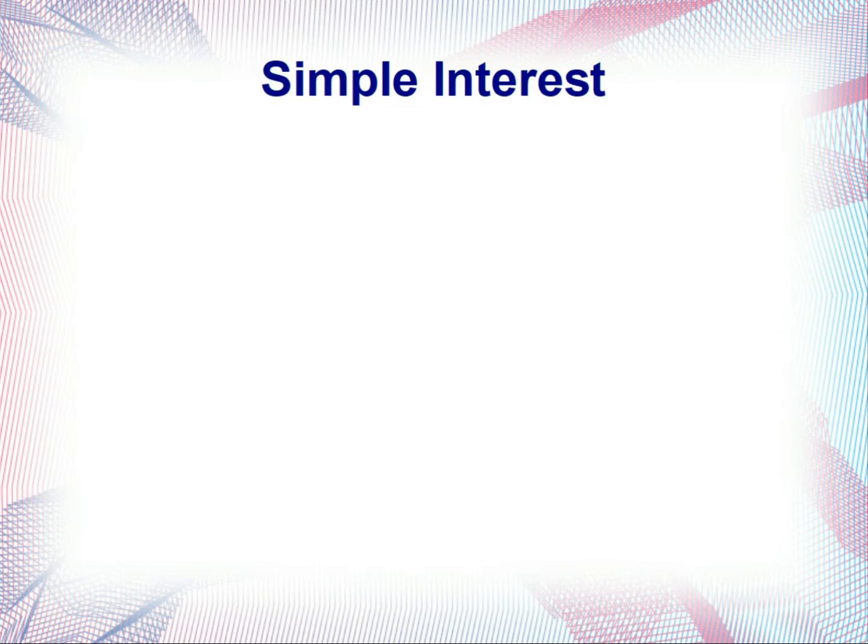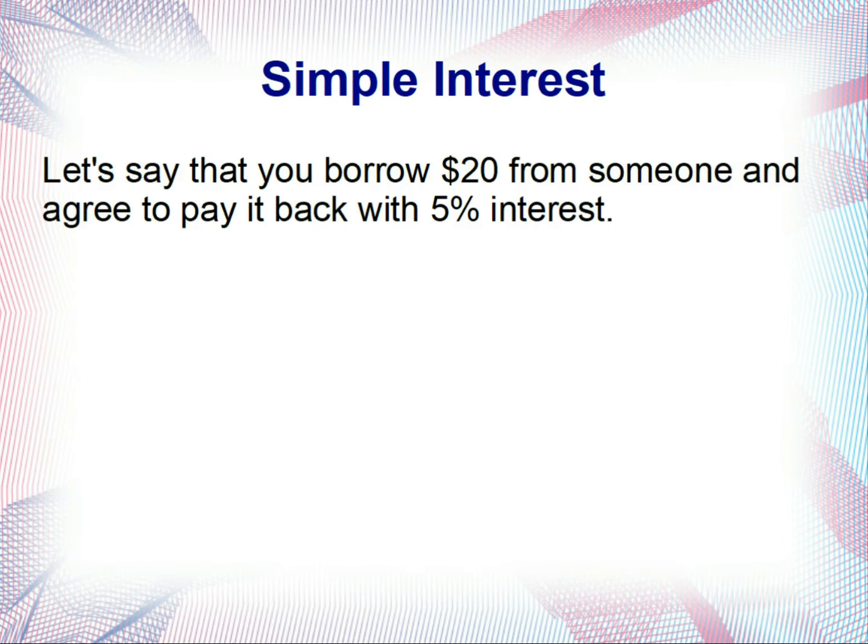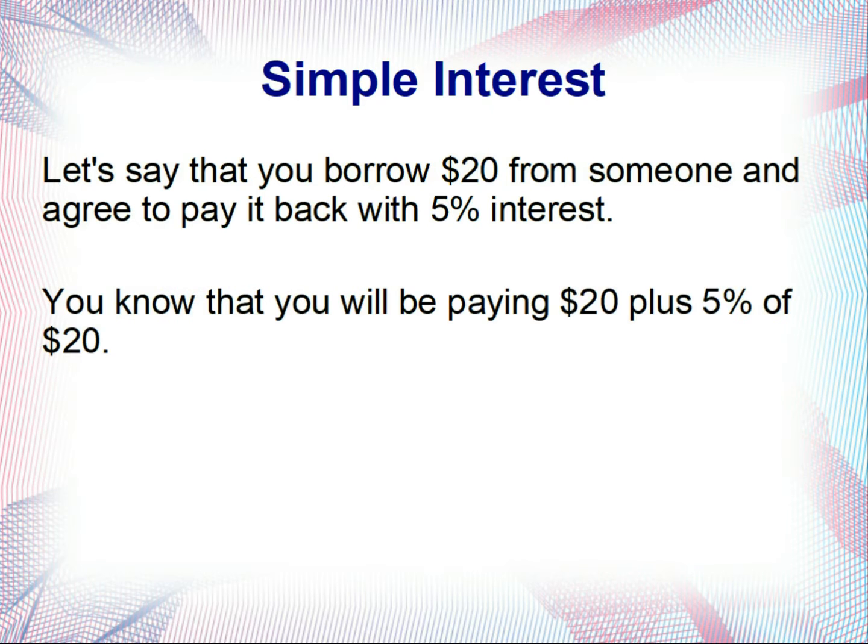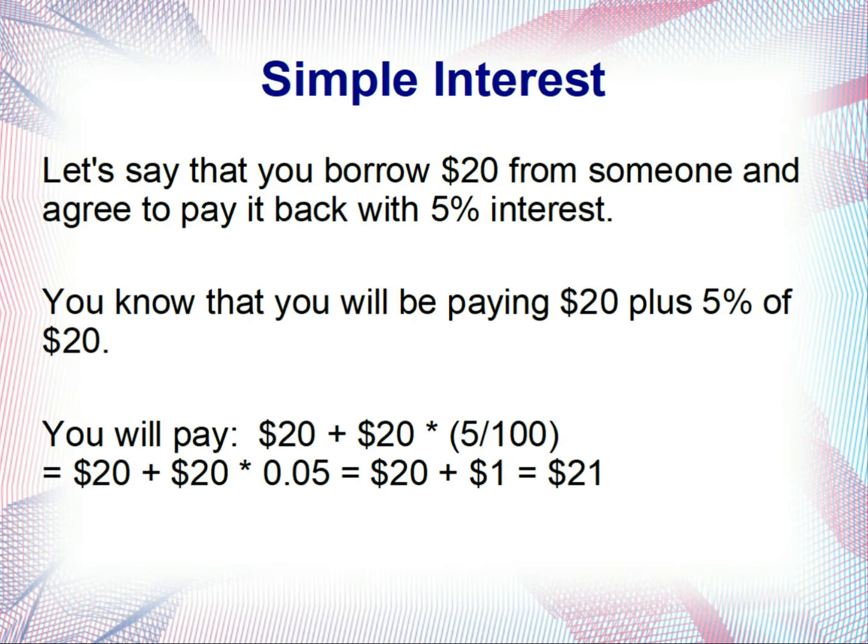So as I said, this video is about simple interest. I'm going to explain this with an example. Let's say that you borrow $20 from someone and then agree to pay it back with 5% interest. So we will be paying $20 plus 5% of $20. So we have $20 plus 20 times 5 over 100 for the 5%. So 5 divided by 100 is 0.05, so that's where I get my 20 plus 20 times 0.05. 20 times 0.05 is $1, so 20 for the initial investment plus $1 for the interest gives us a total of $21.